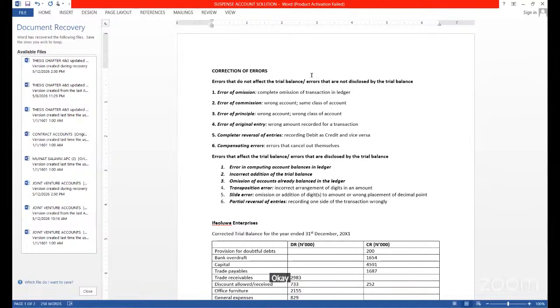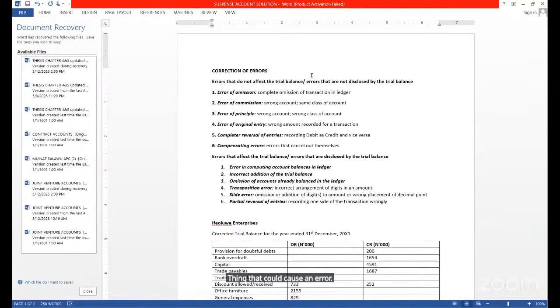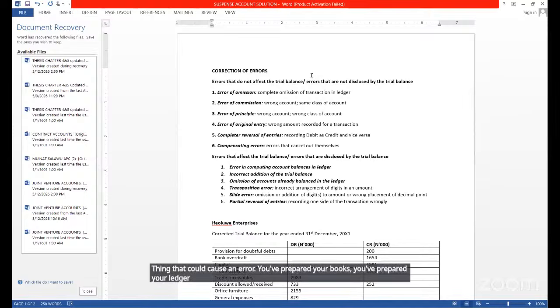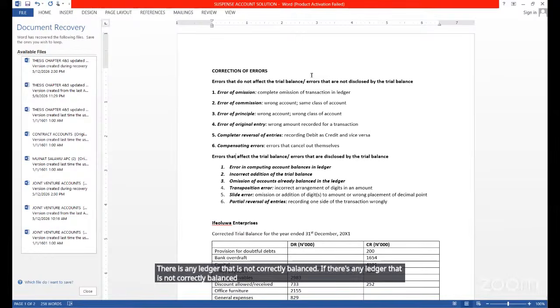Okay, so when we are talking about errors that are disclosed by the trial balance, let's start from where this error could have occurred. The first thing that could cause an error: you've prepared your books, your ledger, your journal, you have extracted your trial balance, but the totals are not totaling. What could be wrong? The first point of call is to go back to your ledger and check whether there is any ledger that is not correctly balanced.